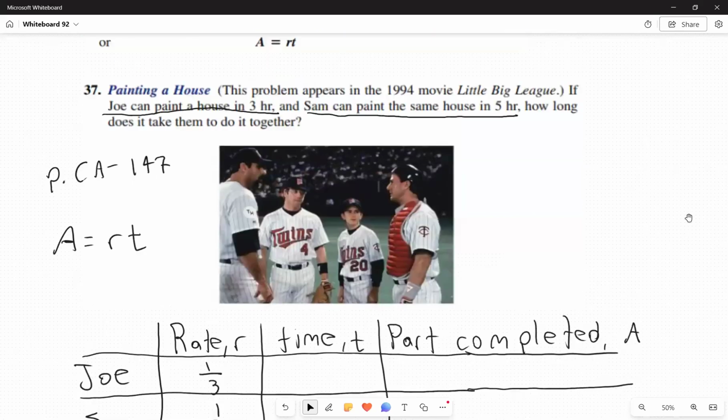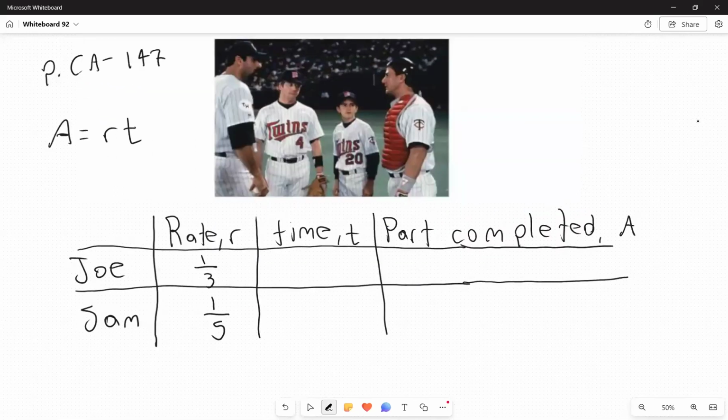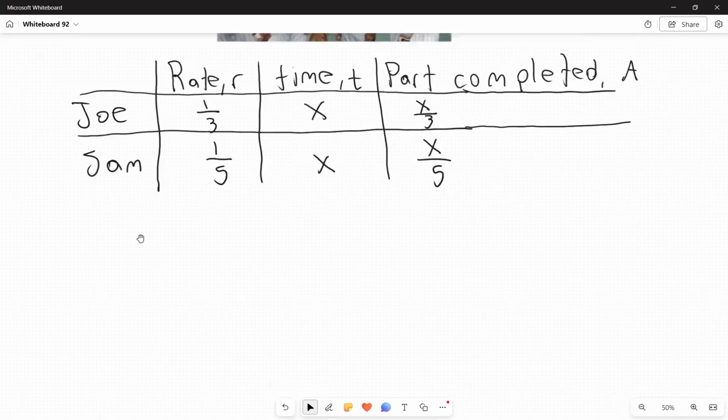The problem is asking how long it takes to paint the house together. That is, we need to find the time. We are going to call that X. According to the formula A equals R times T, X times 1/3 is X/3, and X times 1/5 is X/5. So we're going to have the following equation. The part completed by Joe is X/3, and the part completed by Sam is X/5.